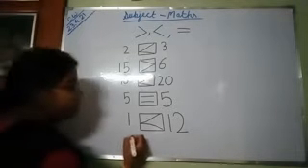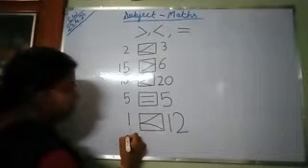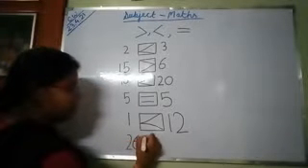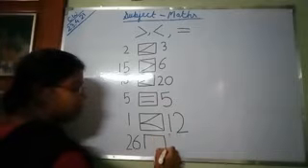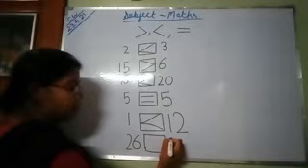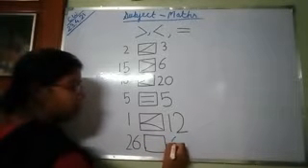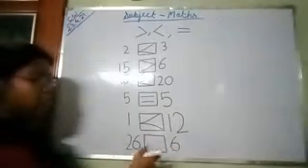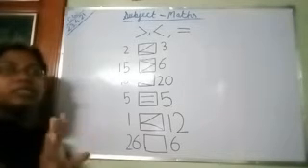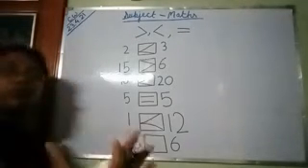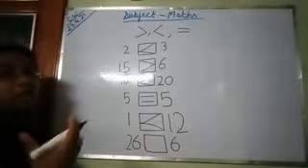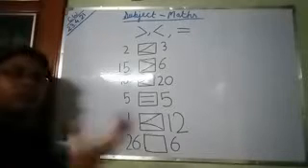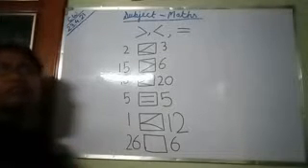So, last one, see. Here it is 26, and here it is only 6. Suppose you have 26 toffees and I have only 6 toffees. Whose is more, yours or mine? Of course, yours is more. You have 26 toffees. I have only 6 toffees.